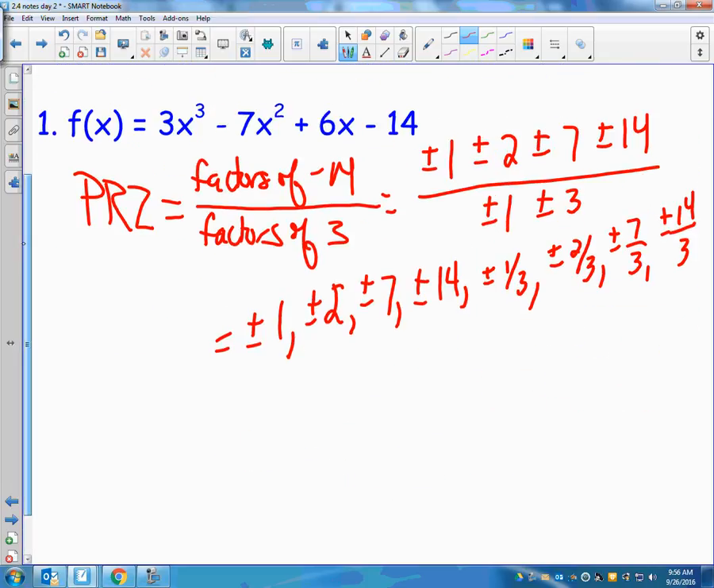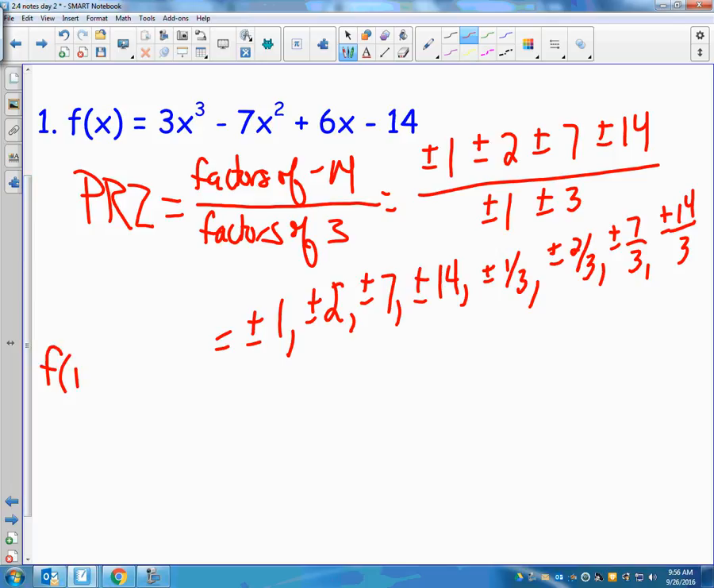So here we go. I'm going to plug in 1. And if I plug in 1, I get 3 minus 7 plus 6 minus 14. And all I do in my head is I don't even care what it equals. I just care if it equals 0. So in my head, I'm like 9. Nope. The negatives are bigger than the positives, right? So I'm like, eh. One down.